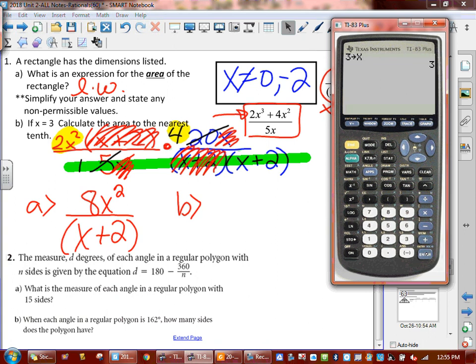Now what we're going to do is type in the top, 8x squared, enter. Now we're going to hit divide by, and put in brackets x plus 2, bracket. Now it's going to insert that 3, add it, and then divide. We're going to get 14.4. So our answer for this one is 14.4.